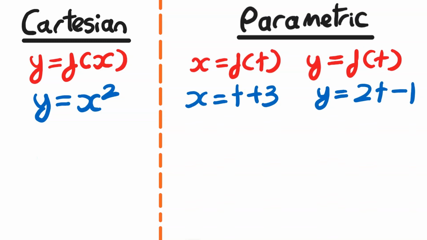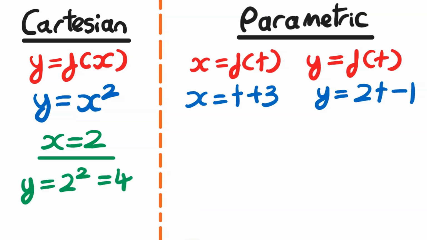So how do these work? So let's just remind ourselves how Cartesians work. So we input a value of x, so let's say x is equal to 2, and we plug this into this equation here, y is equal to x squared. So y is going to be equal to 2 squared, so y is equal to 4. So a coordinate on the graph is 2, 4, where x is 2 and y is 4.